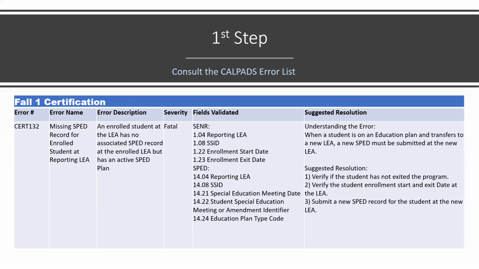When a student is on an education plan, and that means a special education plan, and transfers to a new LEA, a new SPED record must be submitted at the new LEA. Suggested resolution: verify the student has not exited the program, verify the student enrollment start and exit dates at the LEA, and submit a new SPED record for the student at the new LEA.